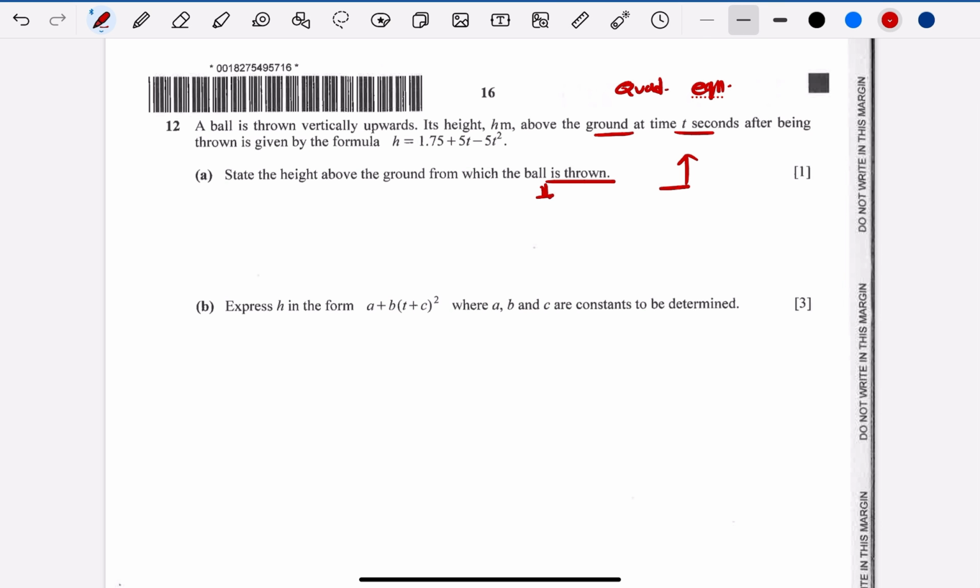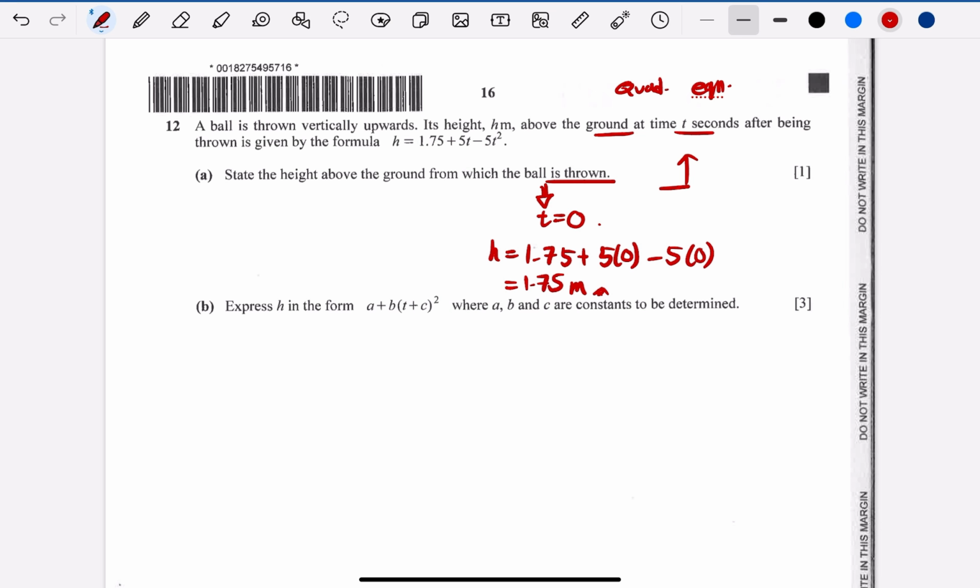This basically just means when my time equals 0. Right, at the ground, when I'm throwing the ball, what is my height? That happens when time equals 0. And when time equals 0, my h will just be equal to 1.75 plus 0 minus 0. So in the end, I'm just throwing it at 1.75 meters above ground. Okay, so that's for part A.